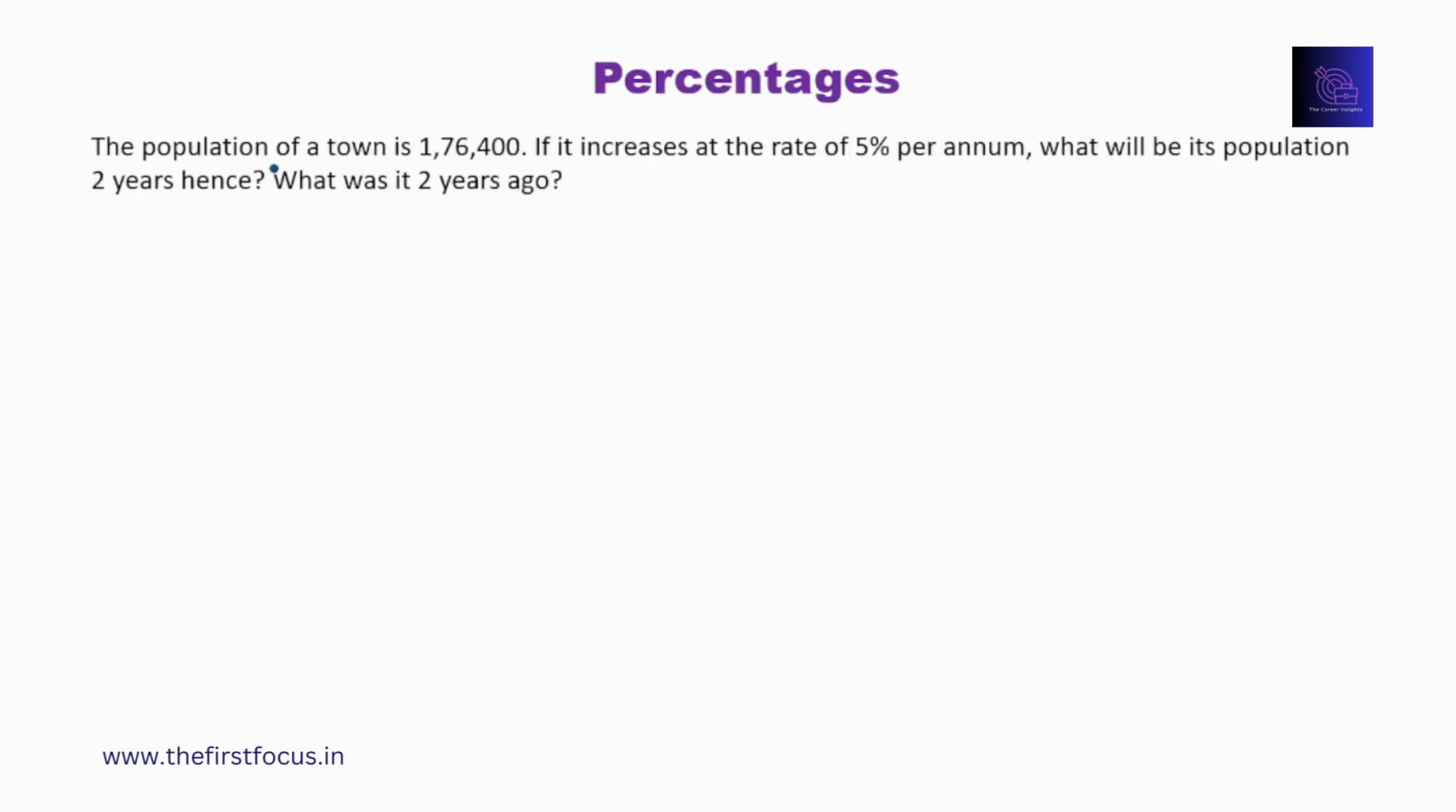Here see this problem. The population of a town is given and it is increasing at the rate of 5%. They asked to find the population 2 years hence and 2 years before. If some value is given, and the increase or decrease rate is given, and the value after some years or before some years is asked, we have to use this formula.